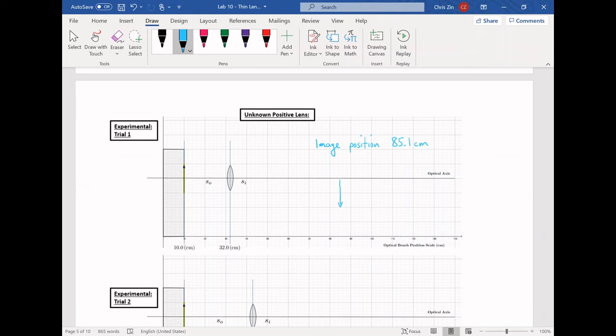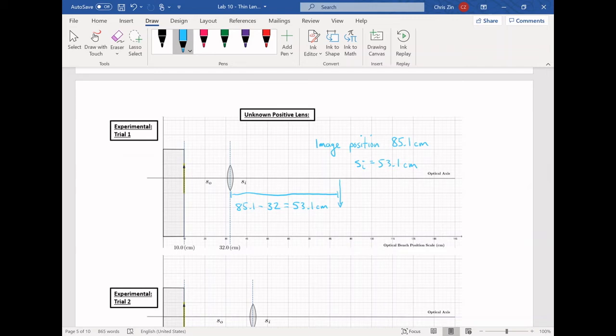Again, it's difficult to tell the magnification of it, but luckily for this part of the experiment, we don't need it. What I do need is the image distance. That's the distance from the lens to the image position. That will be the 85.1 minus the position of the lens, 32. So that'll give me 53.1 centimeters for SI.